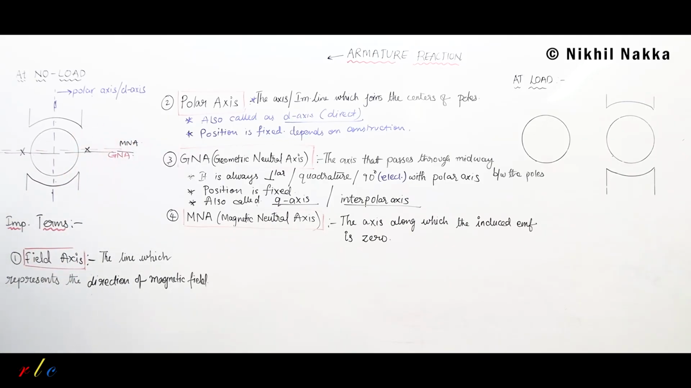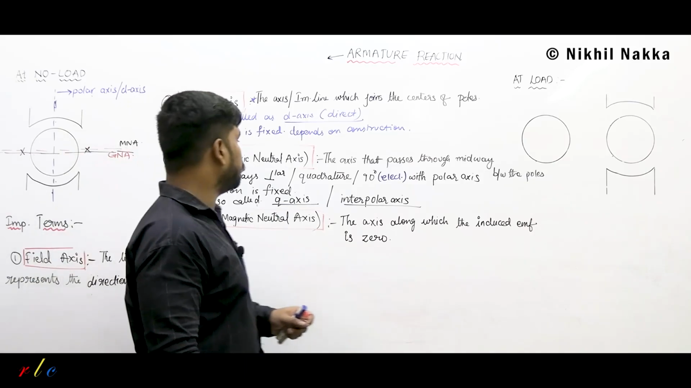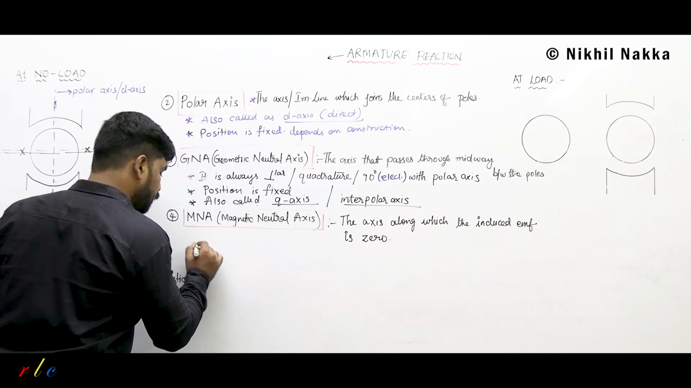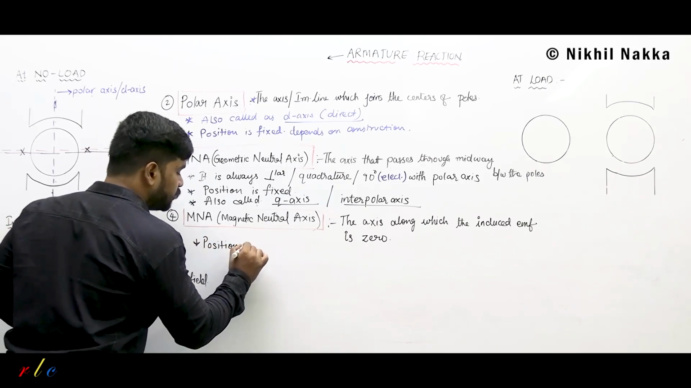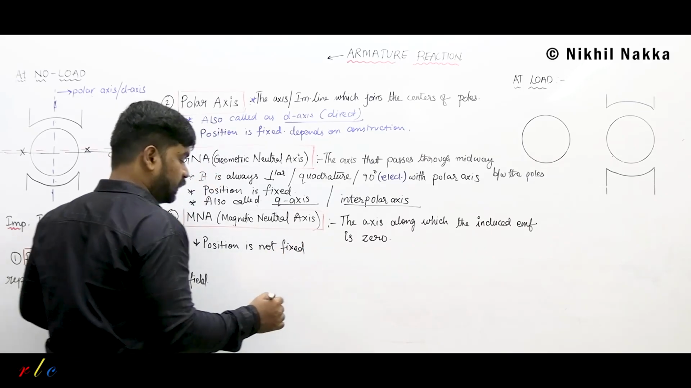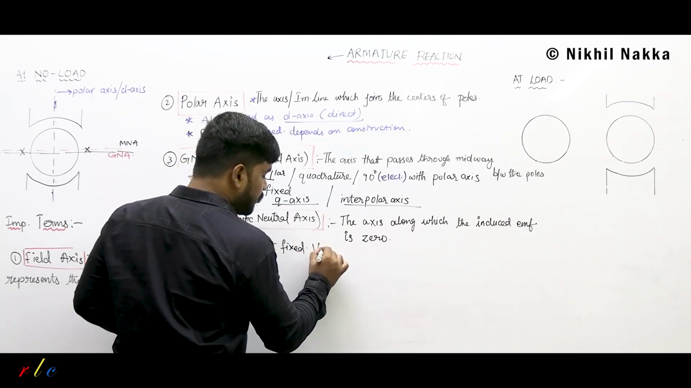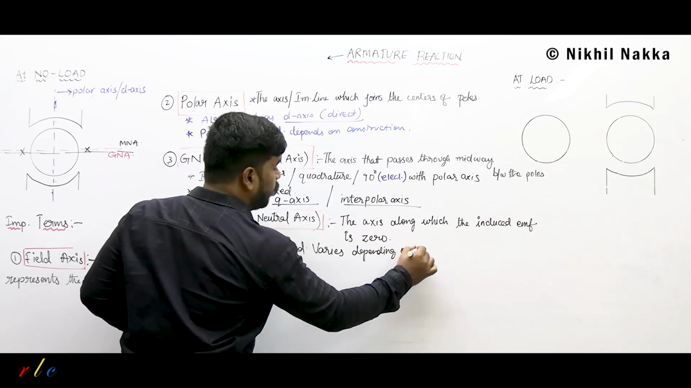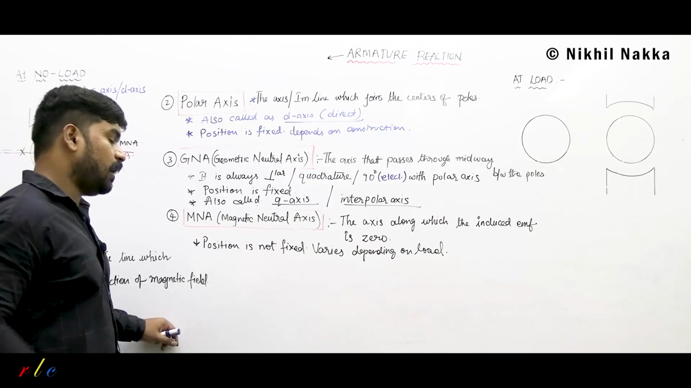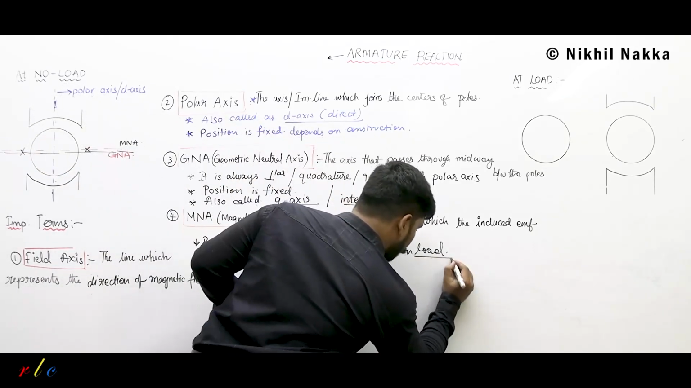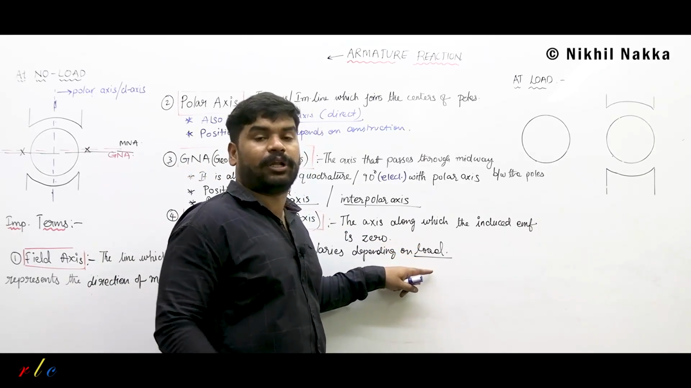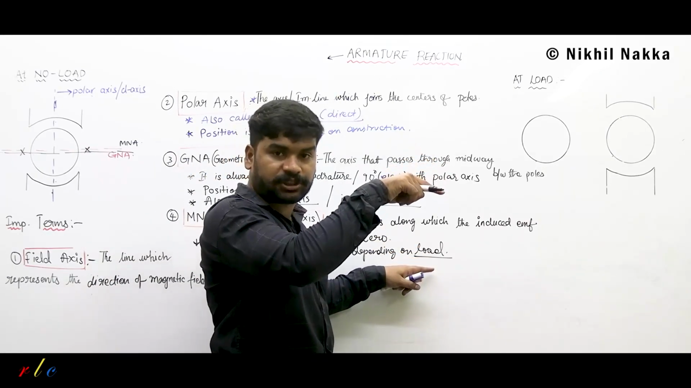Now what's special about this MNA is that it is not fixed like the GNA or polar axis. The position is not fixed. It varies depending on load. How much load is there? Based on that it will keep on varying. Now here is the catch. It depends on load. If load is there, what is going to come? Armature reaction is going to come.